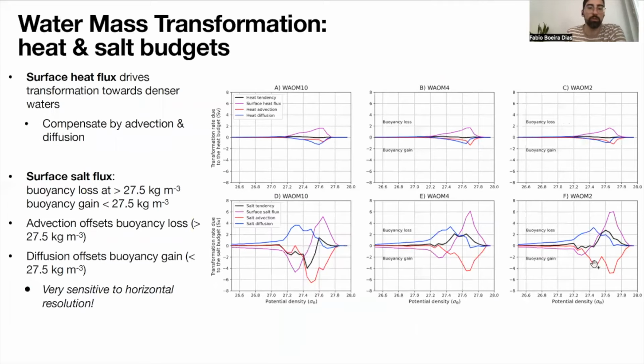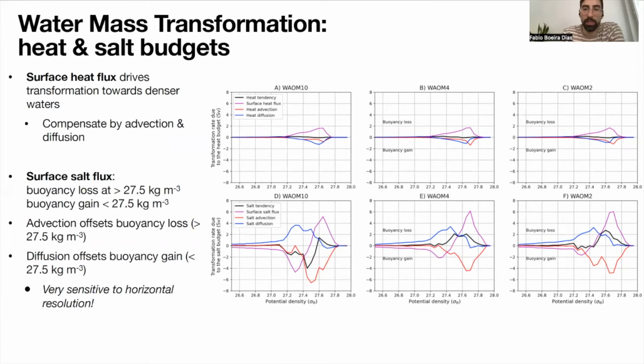So this is more or less what you obtain: you have the transformation rates on the y-axis. Positive values mean that the waters are becoming heavier, and negative values mean that the waters are becoming lighter. And then on the x-axis, we have the different density classes.